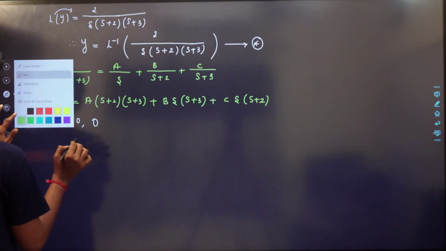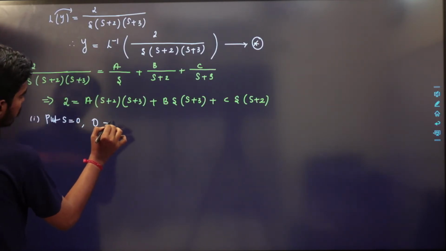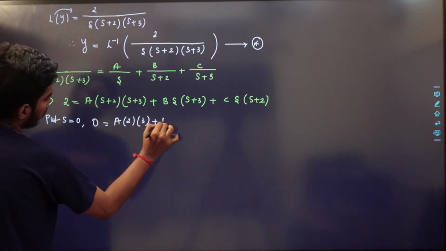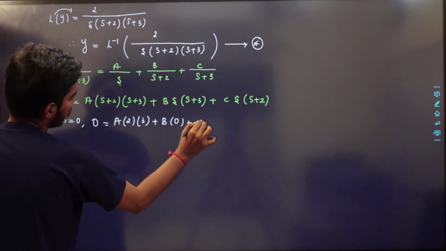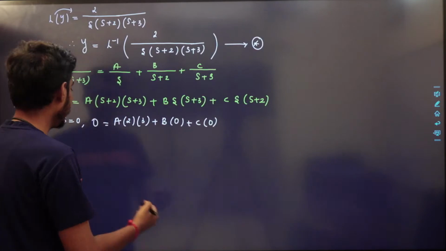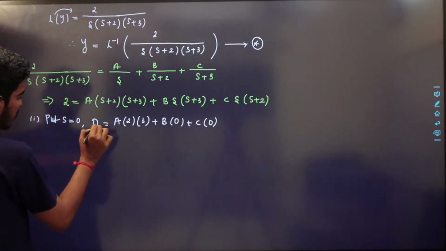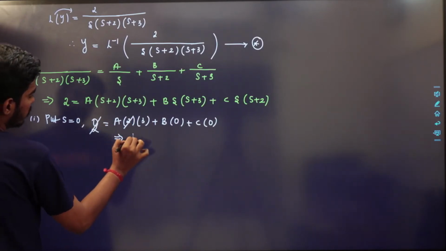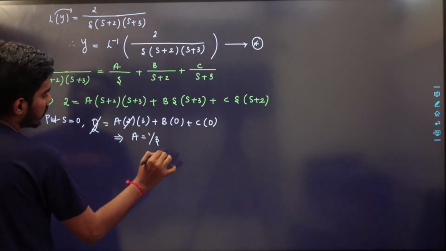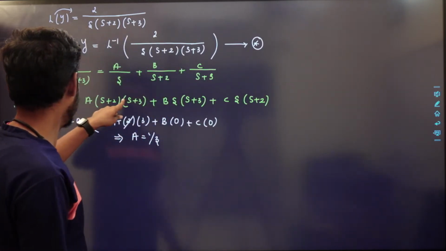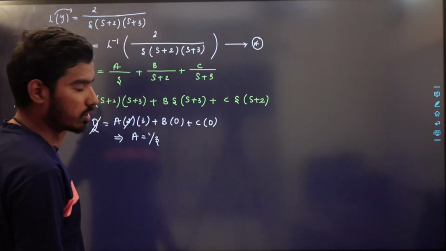Right? So put s is equal to 0. So we have 0 is equal to a into 2 into 3, and b will be 0, c will be 0, right? Because 0 into something is 0. So that means this 2 will get cancelled, and we have a is equal to 1 by 3, right? I'm just substituting s is equal to 0. So 2 into 3, this is 2, right?